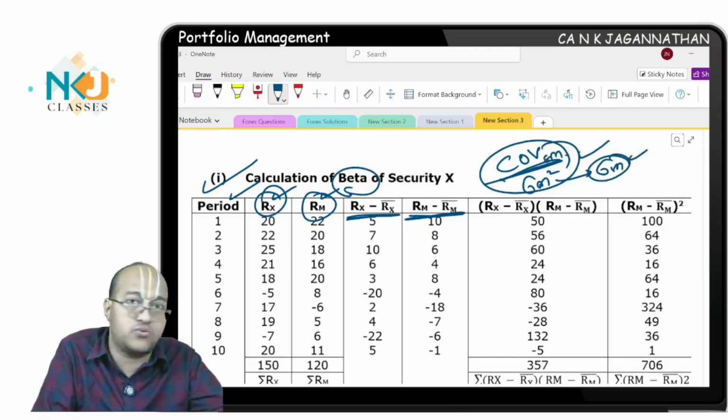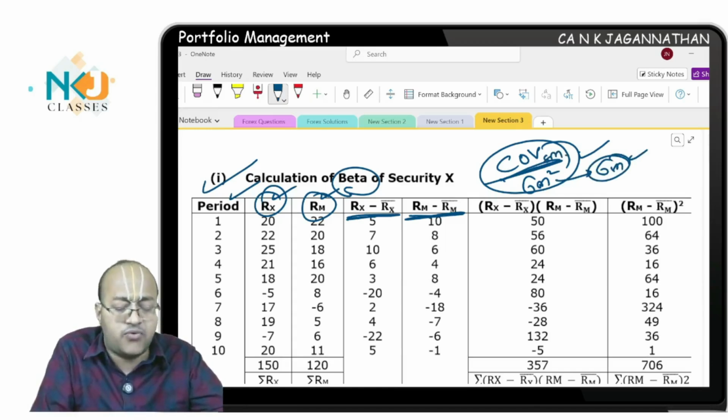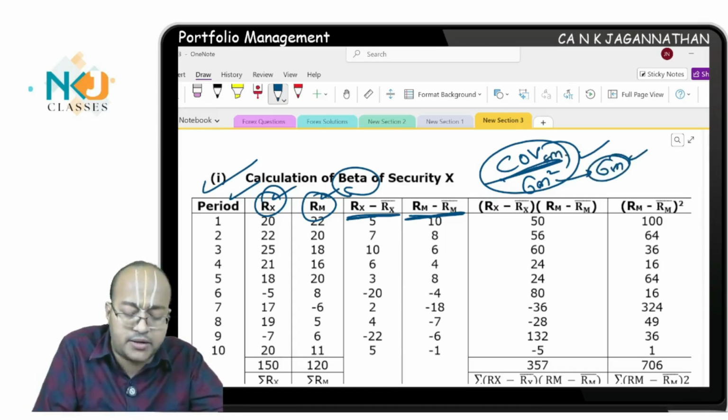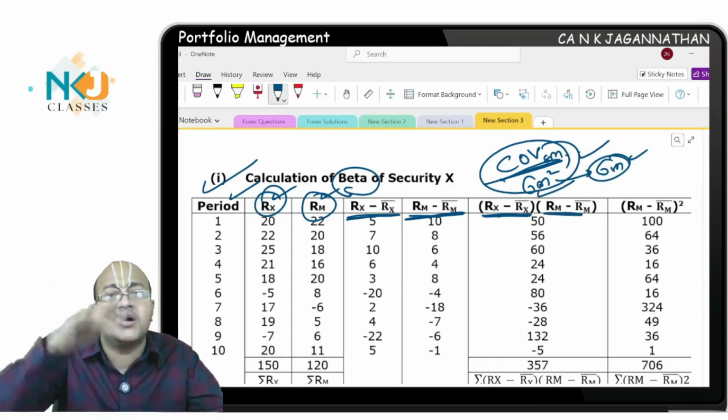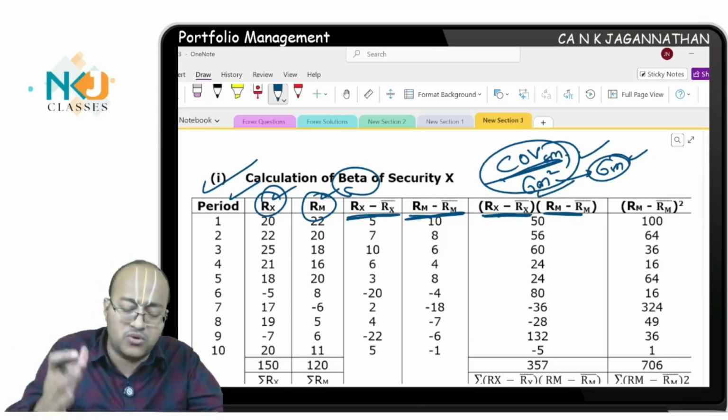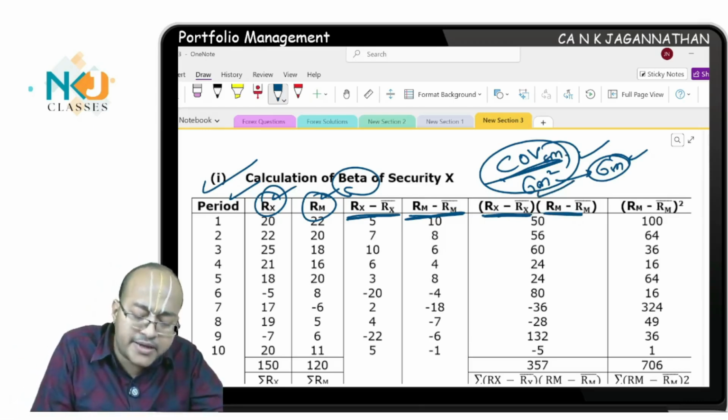Are you all listening to what I am trying to say? Covariance of security and market. For finding covariance, you need this one: the product of the deviations, Rx minus Rx bar into the deviation of the market. You need this column. You already learned. I am not discussing how to find covariance. You already know that. Now, covariance divided by sigma m square we need to find.